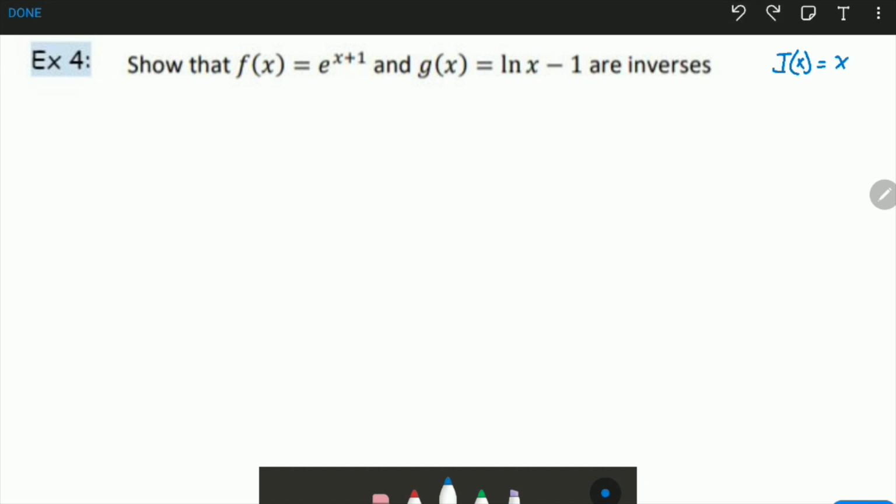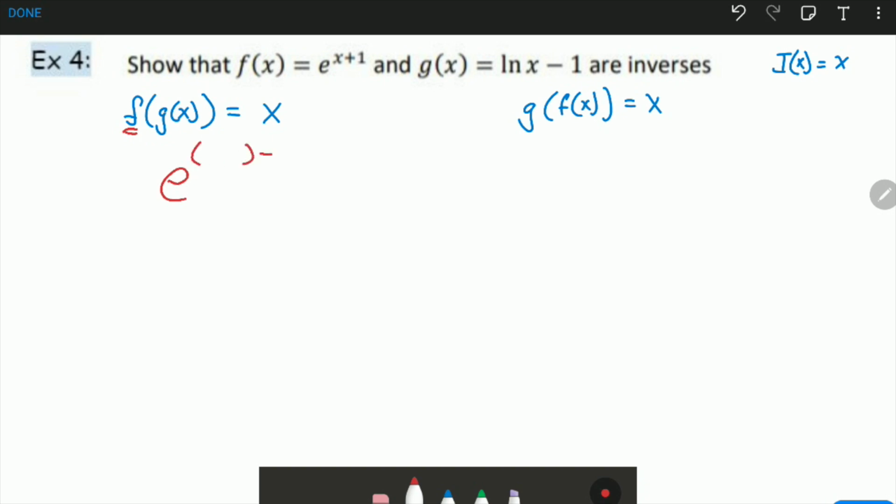So if these two are indeed inverses, then when we do composition, f of g of x should give me x, and g of f of x should also give me x. So if I set this up, my outside one is f, so it's e to the power of x plus 1. So I'll put parentheses plus 1. Then on the inside goes my g of x, which is ln of x minus 1.